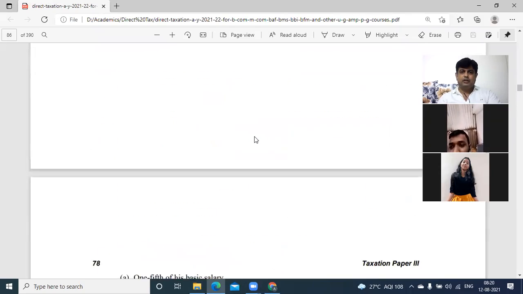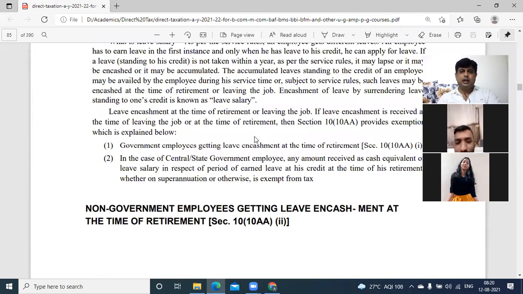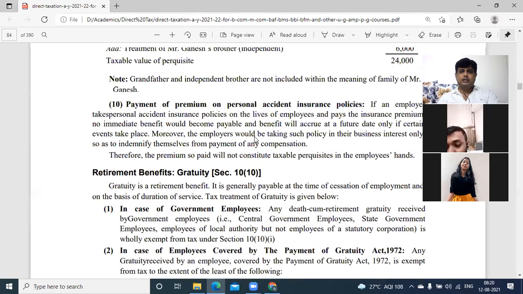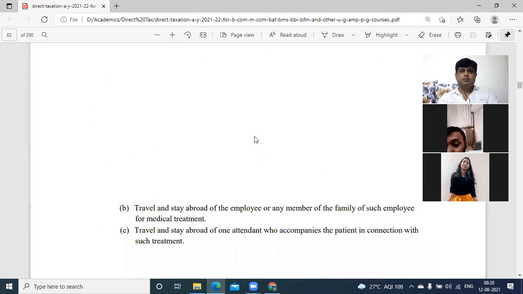Okay, this I have given the hint, and entire description is there under section as a perquisite.